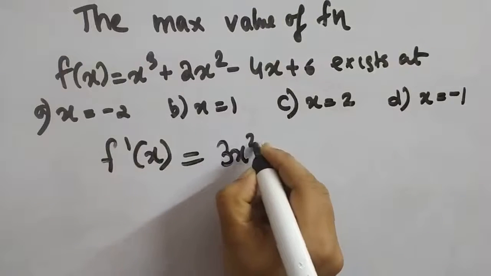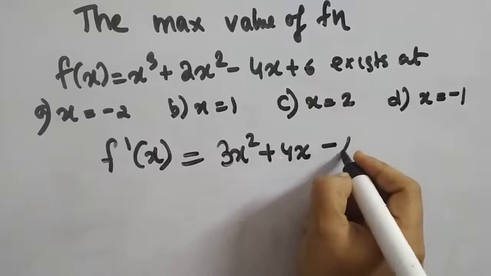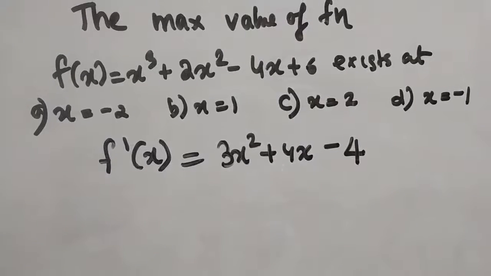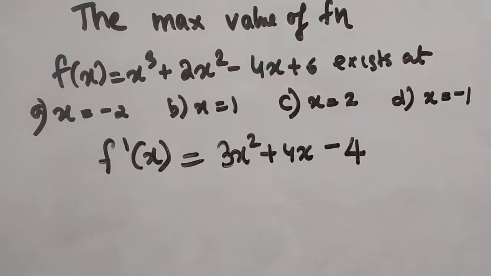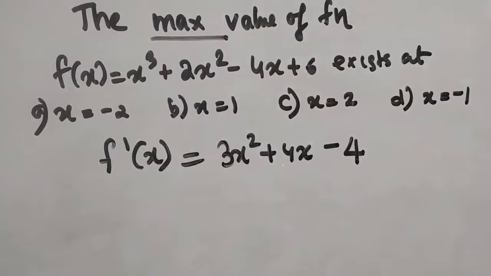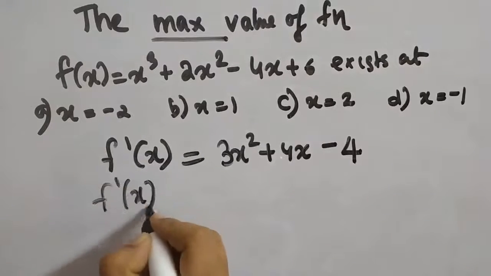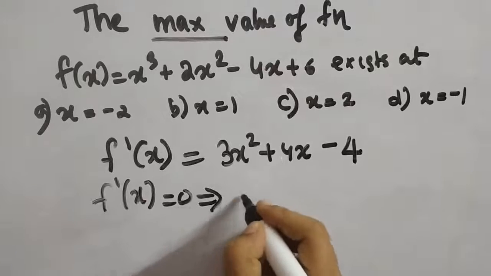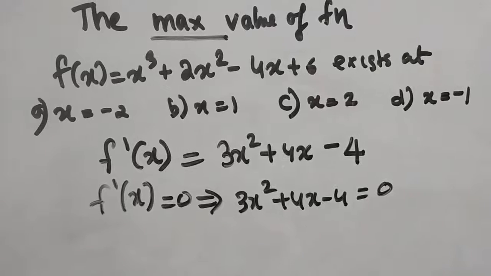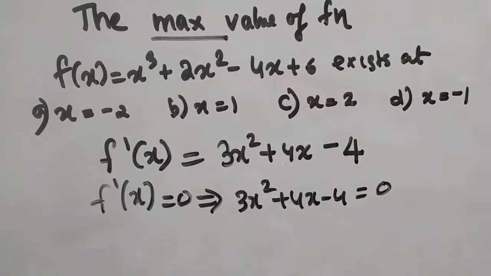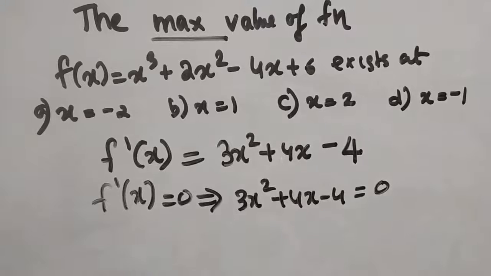So what is the derivative? 3x square plus 4x minus 4. This is the derivative, isn't it? Now next step you have to do is, whether they are asking maximum or minimum, anyhow you have to do f dash of x is equal to 0. That means in this case 3x square plus 4x minus 4 equal to 0. Okay, now we have to solve for x.